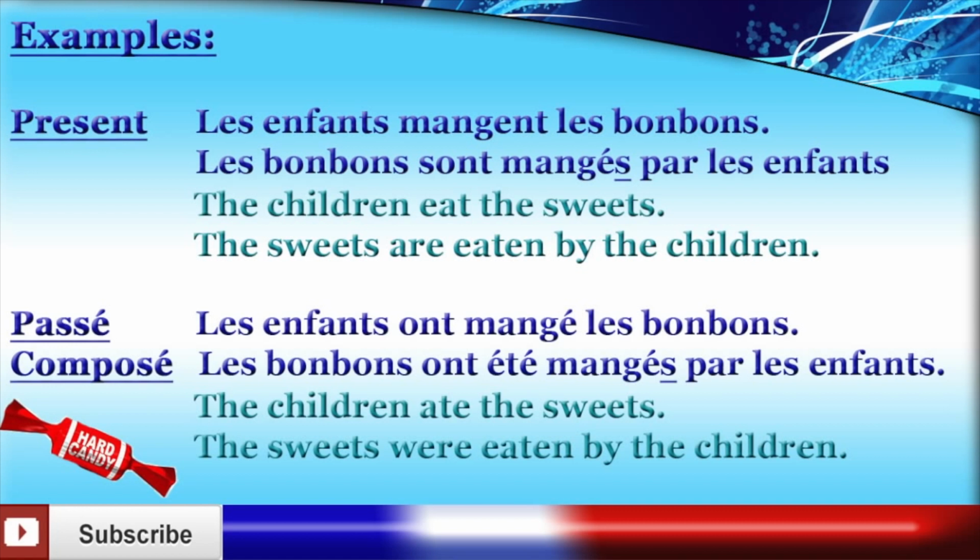Les enfants ont mangé les bonbons. The children ate the sweets. Les bonbons ont été mangés par les enfants. The sweets were eaten by the children. Notice that the verb manger in the first sentence in the active voice was in the passé composé. Therefore, to make it passive, we need to conjugate être in the passé composé as well, to obtain ont été, and then we need to add the past participle of the verb manger, which again takes an S because it is used with the verb être and agrees with the subject.